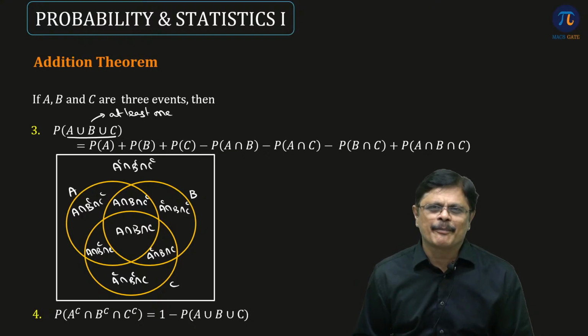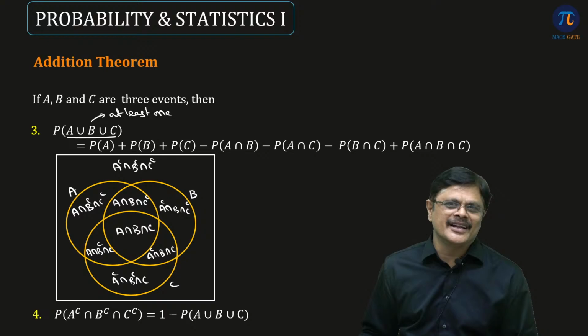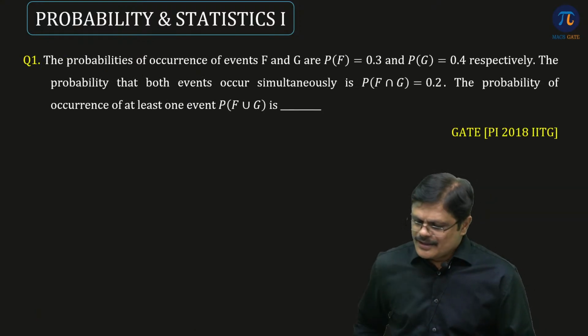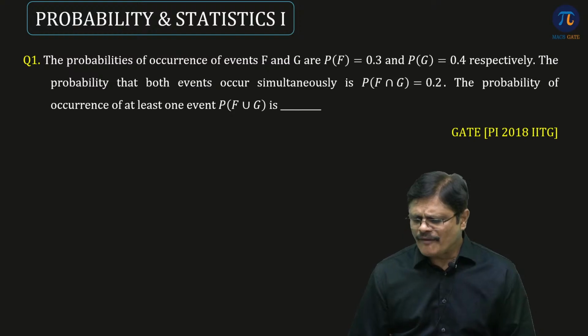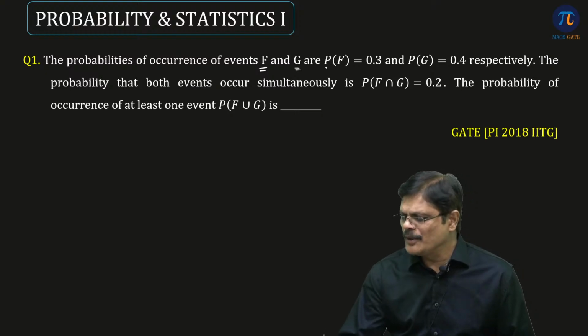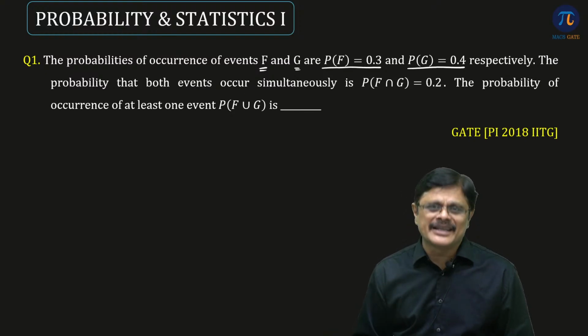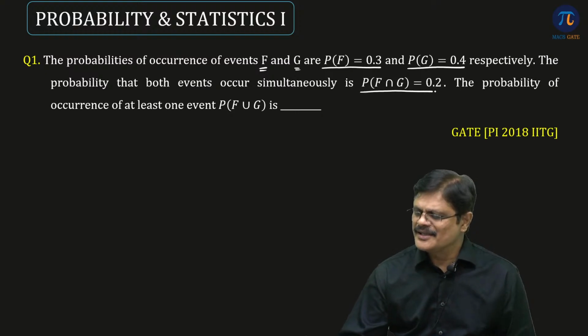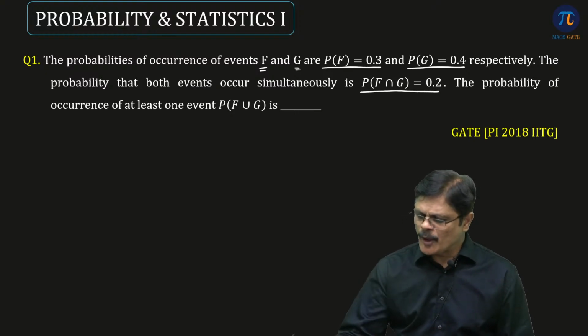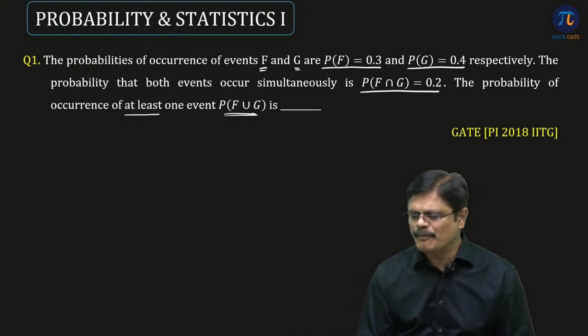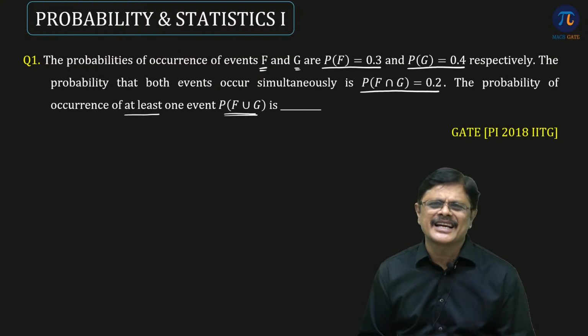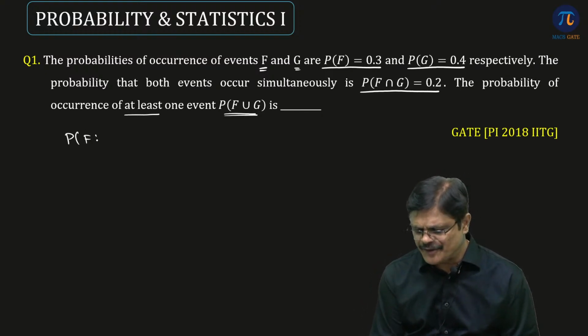Okay, so now let us take up problems to understand how we can handle them. There's a question. The probabilities of occurrence of events F and G are given. Probability of F is 0.3, probability of G is 0.4 respectively. The probability that both events occur simultaneously, that is probability of F intersection G, is 0.2. What is the probability of occurrence of at least one of the events? Probability of F union G.